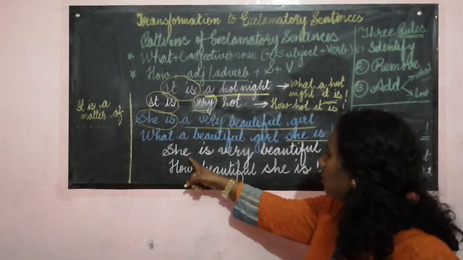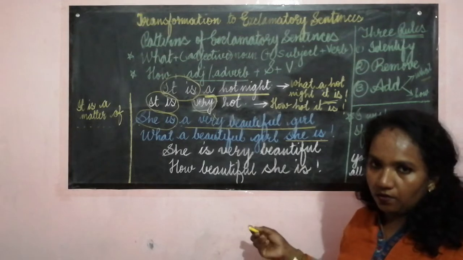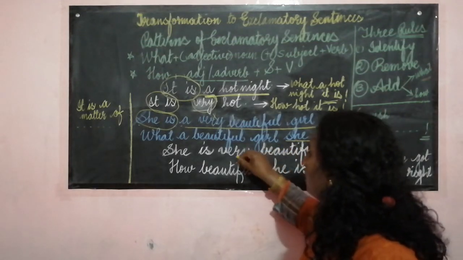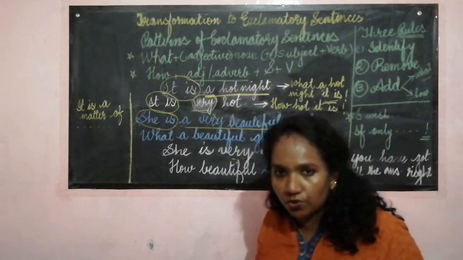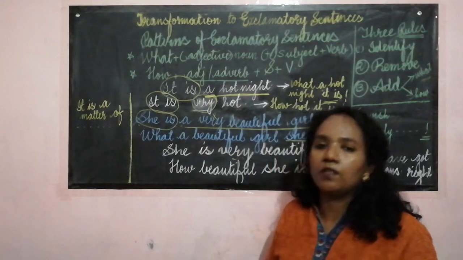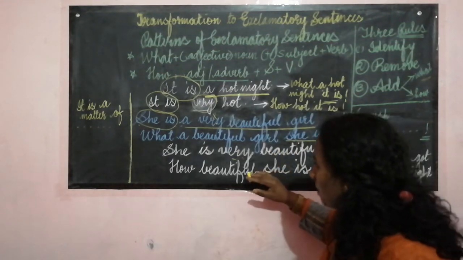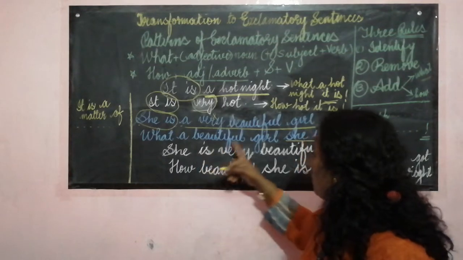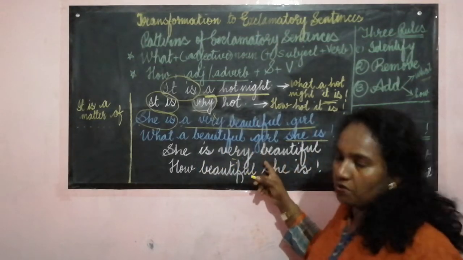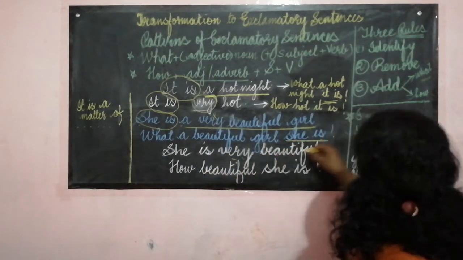Now let us look into, she is very beautiful. Simply the beauty is described with very. There is no a used. Therefore we are clear that it is not a noun. It is describing the beauty. Therefore she is being described as very beautiful. So it is an adjective. So for adjectives, what do we have to use?